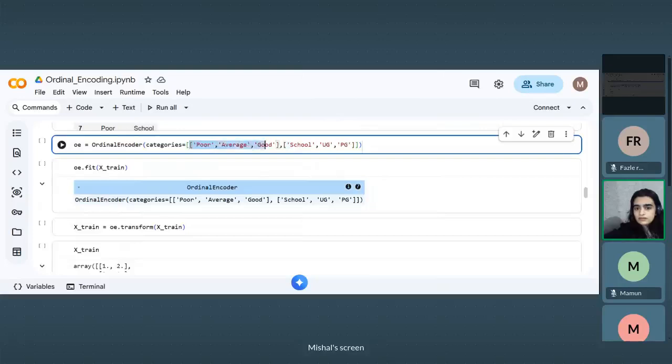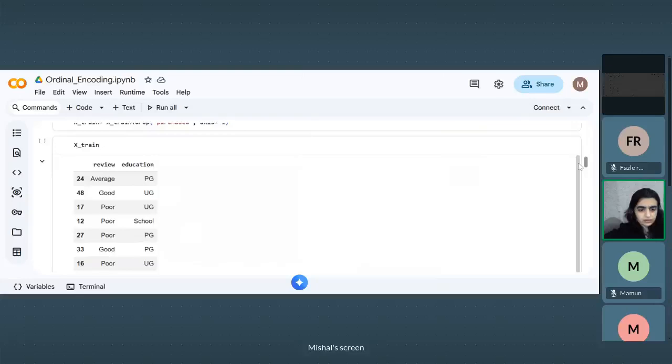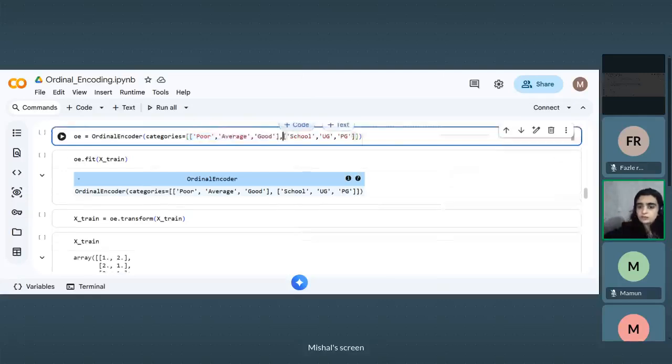There was a single column, and which one was it? It was review. In review, we have these three different categories: poor, average, good. So we have mentioned these three categories in a specific order. Then we need to apply it on the education column also. We have these three categories there: school, UG, PG. So we have mentioned these three categories also.